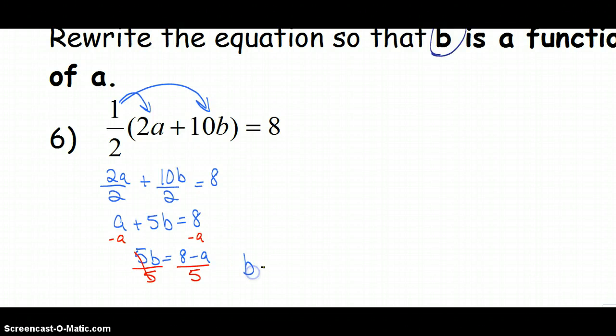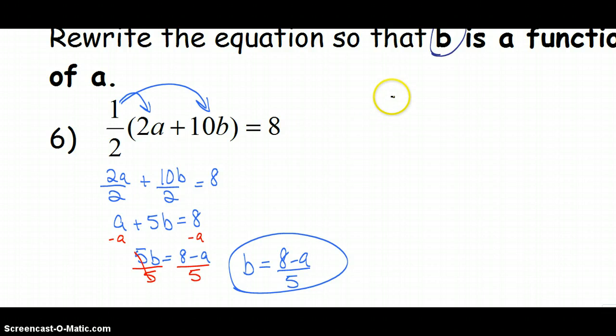So I get that b is equal to 8 minus a divided by 5. Okay, now what happens if I don't distribute? You're going to get the same answer, it's just going to look a little bit different.